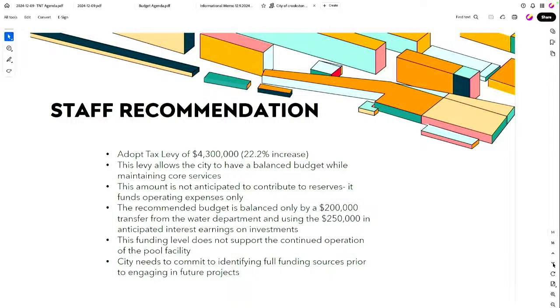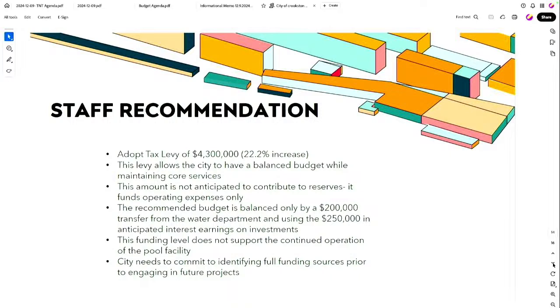Staff recommendation is to commit to identifying full funding sources prior to engaging in future projects. This includes bond payments, roads and infrastructure, high dollar items, normally funded by bonds. Historically, the city has funded those cash out of reserves. That creates an inequity, in my opinion, my professional training, that creates an inequity.